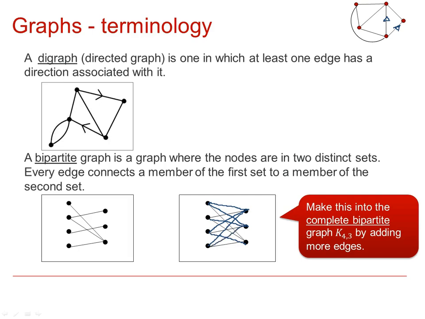And we can think about how many edges there are. Well, we've got 4 nodes on the left hand side and 3 on the right hand side, so in total we must have 4 multiplied by 3 edges.